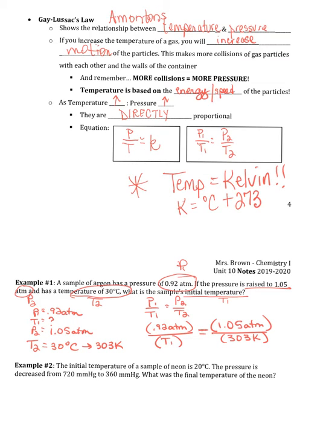Remember, this is an equal sign, so we're going to cross multiply and divide. We're cross multiplying the two things that we know, which is the 0.92 times the 303, and then we'll divide by the 1.05 because that's on the side with the unknown, which is our T1. And when we get our answer, it is about 265 Kelvin.